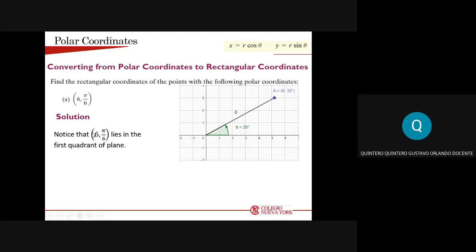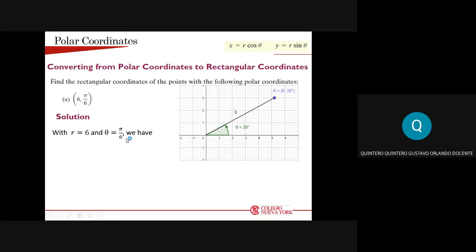All right, so we notice that this point lies in the first quadrant of the plane. Do you guys remember the names of the quadrants of the plane? This is quadrant 1, quadrant 2, 3, and 4, right? All right, let's continue. From here, we expect both the x coordinate and the y coordinate to be positive. Again, we are seeing that in the drawing here, 5 point something and 3. Now we know r is 6 and theta is pi over 6.